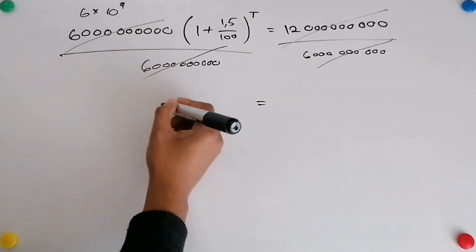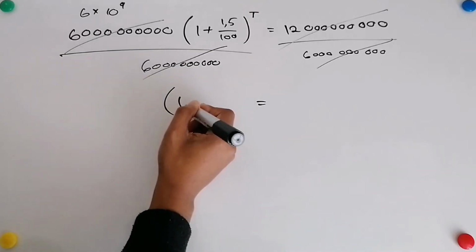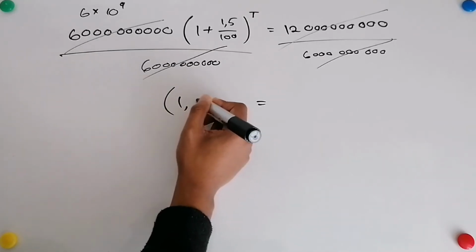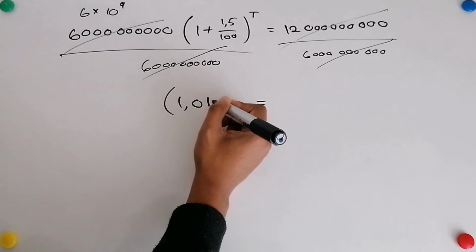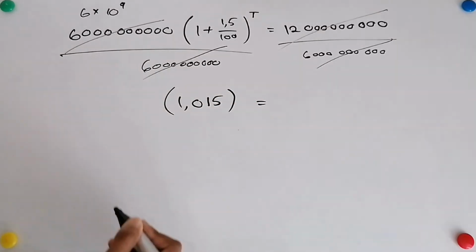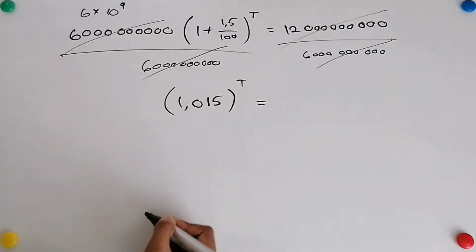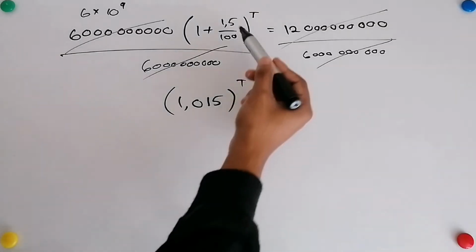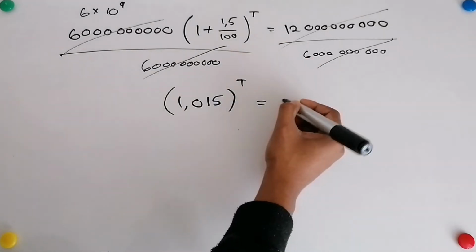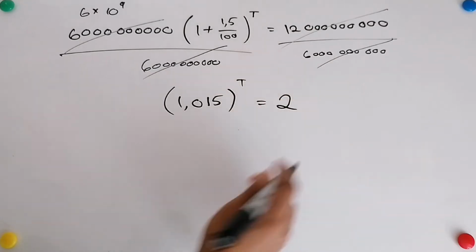So this answer over here is actually what they gave us. It's 1.015, if I'm not mistaken, to the power of t. Sorry, let me just double check that. Yes, that is correct. And then 12 over 6 we said was 2.